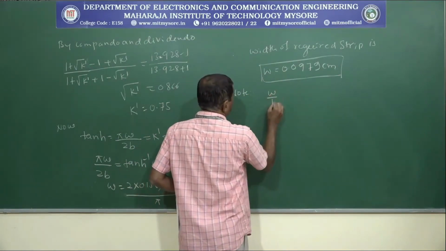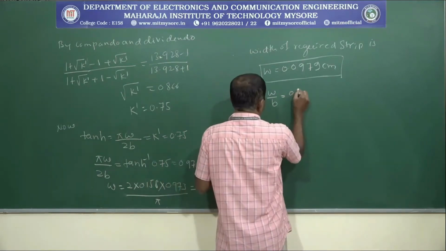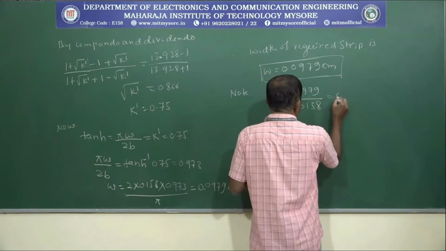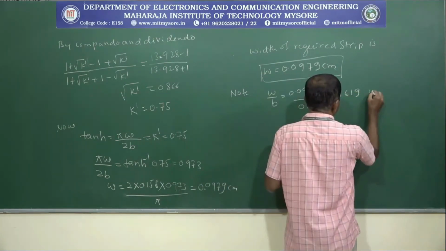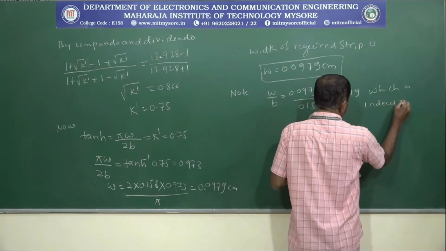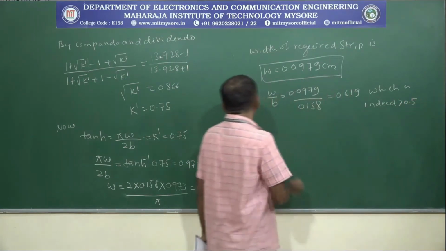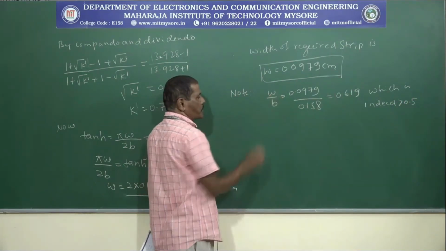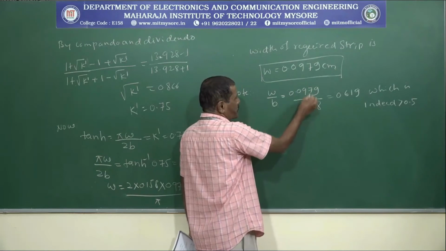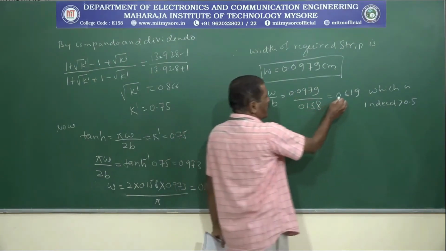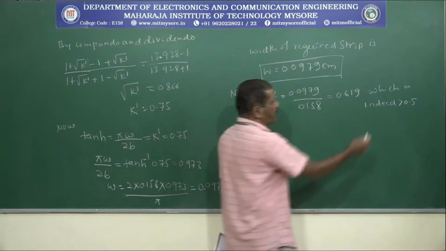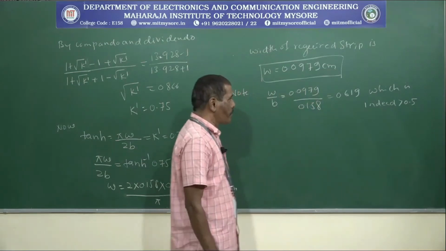Note, calculate the ratio of w by b. W you have calculated, b is given in the problem. The ratio of w by b is going to give us 0.619, which is required for us because in the given problem it is given the value should be greater than 0.5.